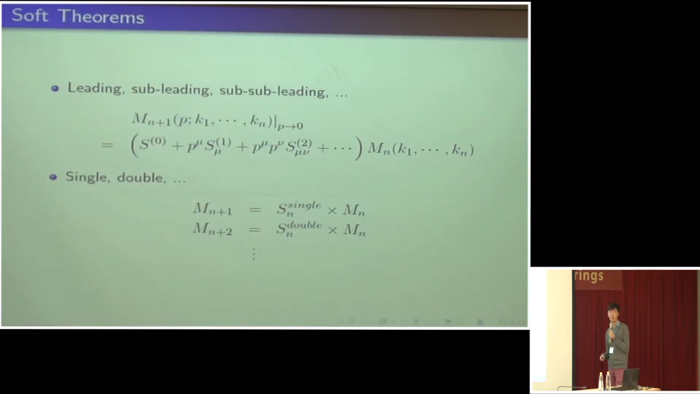And we can take more than one leg to be soft. Okay, like we can take 2. Therefore, we have a double soft theorem. But if we take 2 legs to be soft, then to do a double expansion in p and the other q, we'll have two expansion scenarios. We can expand p first and q later, or we can expand p and q simultaneously. Then we have two kinds of different double soft theorems.